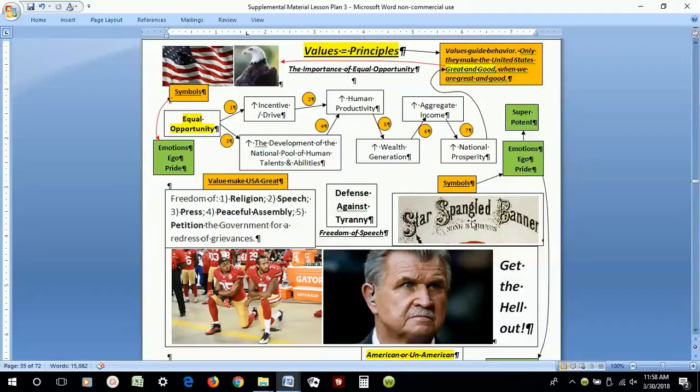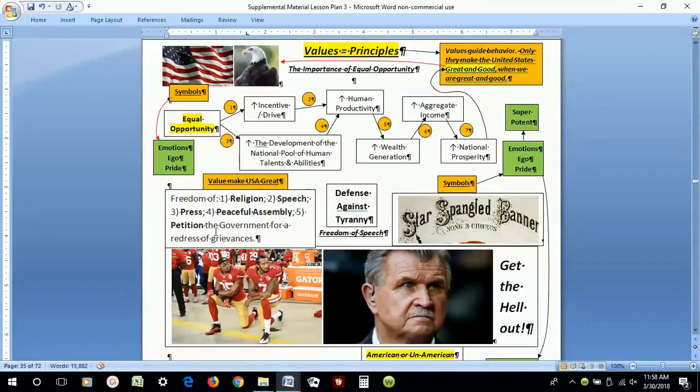Not a Star Spangled Banner. This is all emotions, right? But emotions are powerful, right? So freedom, First Amendment. So this is about First Amendment rights, freedom of religion, right? That's important. That's a value. Freedom of speech, freedom of press, peaceful assembly, right to do it peacefully. Is he doing anything violent against the law? No, right? Freedom of expression, right?